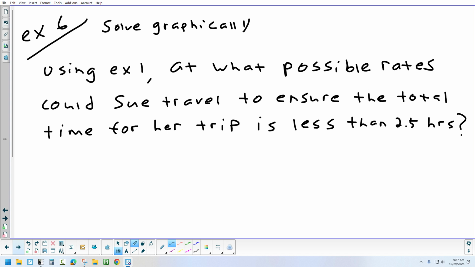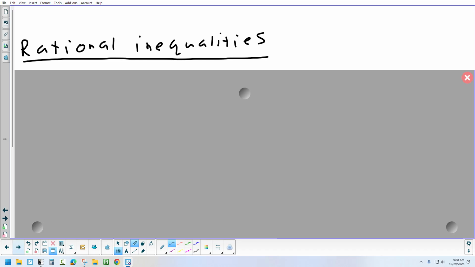So the context of the problem is still the same. She's still traveling 120 total miles. The average rate of the train is 20 faster than the car. So all of that stuff is going to be the same. But it's a different kind of question, and it's going to require us to write our answer in a different way. It's asking us to see what the answer would be if she traveled less than. It's a less than. Okay, this is getting into inequalities.